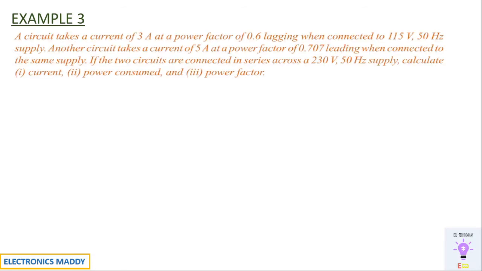All right, our next problem is example 3. A circuit takes a current of 3 amps at a power factor of 0.6 lagging when connected to this particular supply. Another circuit takes a current of 5 amps at a power factor of this much when connected to the same supply. If the two circuits are connected in series, calculate current, power consumed and power factor. So a very important observation: two circuits are connected in series, and lagging and leading power factors are there individually with respect to the circuits. That means it is supposed to be a series RLC circuit. So let's get started with this problem.